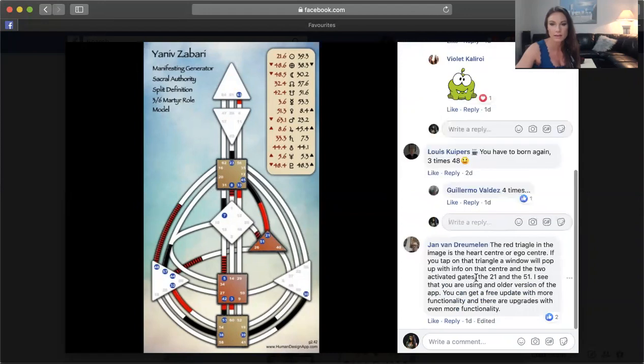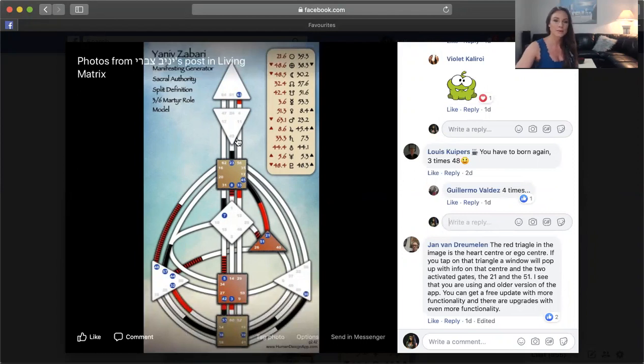So first of all, what stands out to me is that it's a 3-6 profile. That's a cool profile. It's a dramatic profile in a way. You're going to bump into things in life, and you're going to have to be robust in a way to deal with it. So your life is always going to be kind of dramatic, I would say. At the same time, you can always trust your sacral authority.